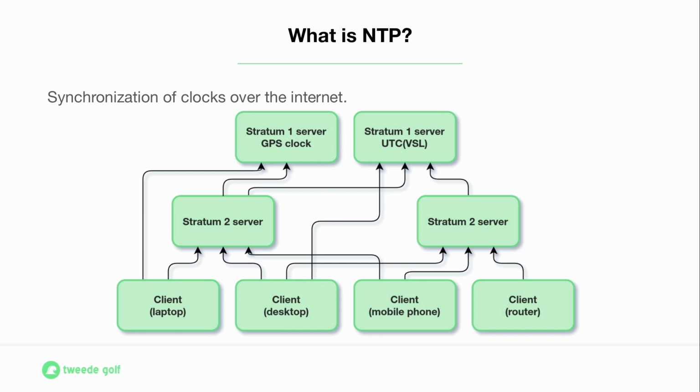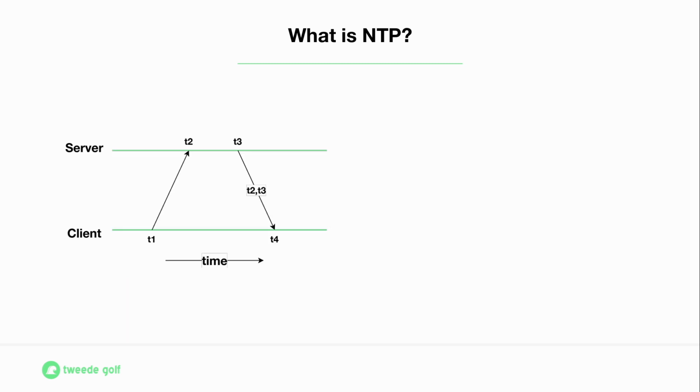It is hierarchical, but it's more like a directed acyclic graph. It's not really a tree structure. So you can hang your client to servers at all levels in this hierarchy, and it's going to work just fine. So how do we do the time synchronization?